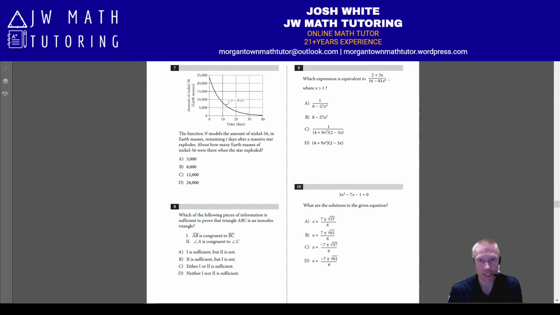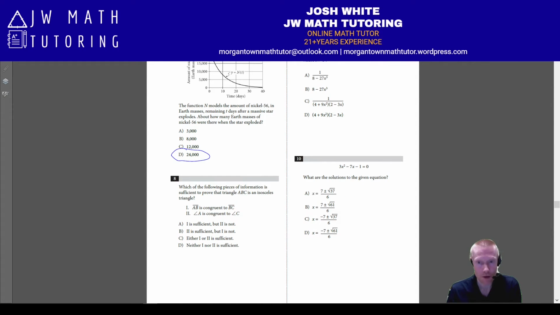Because this graph, and it tells us this in the problem, shows the amount of nickel 56 remaining t days after the massive star explodes, that means the explosion happens at the beginning, in other words, when t equals 0. So we're looking at this point right here. How many Earth masses are there at that point? Well, it's not quite 25,000, so it's going to be letter D, 24,000. That's it. Just reading a point from a graph and knowing where to look on the graph. That's what that problem deals with.